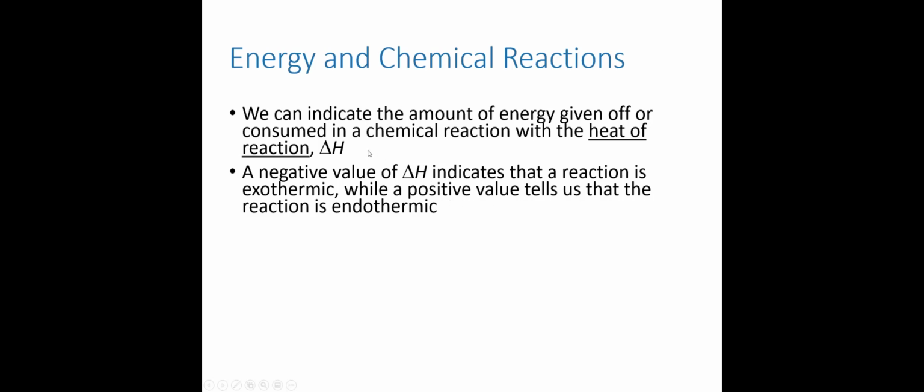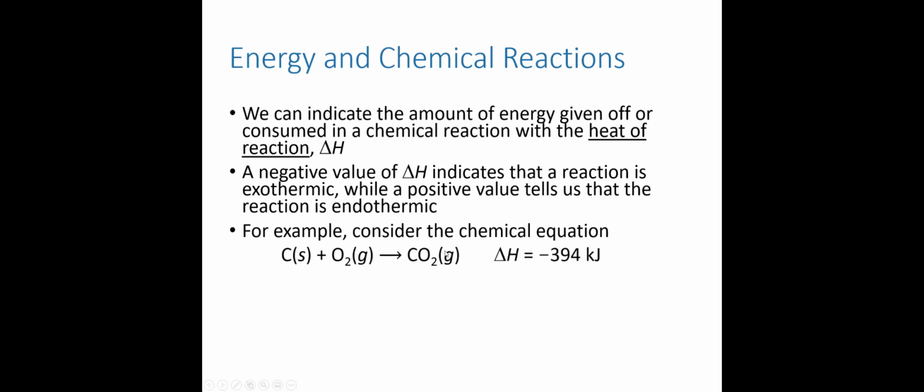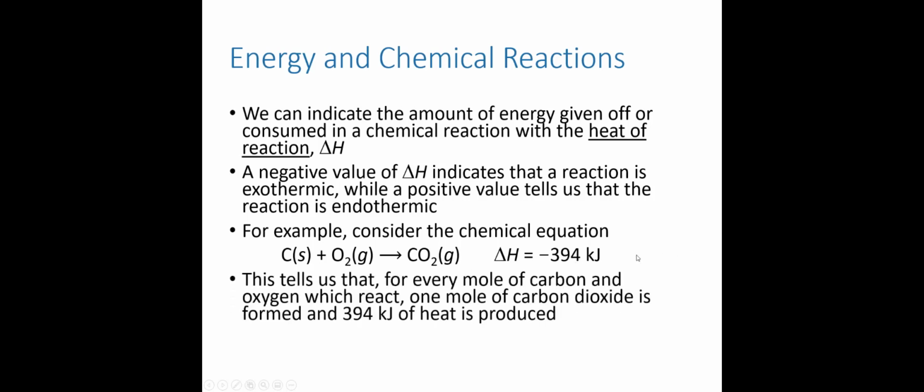We can usually look up the values of delta H in various tables, and we're not going to practice looking that up in this course. But let's look at one example where I have looked that information up, and that is the reaction of carbon with oxygen to form carbon dioxide. And you'll see here that I have listed the value of the heat of reaction, and it is a negative number. That means that this reaction is exothermic. Negative value of delta H means we have an exothermic reaction.